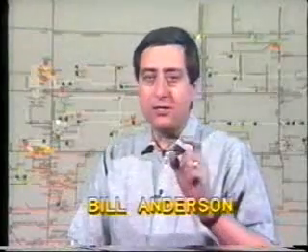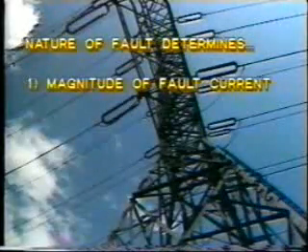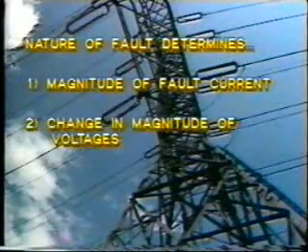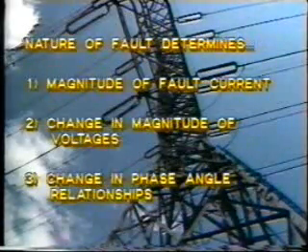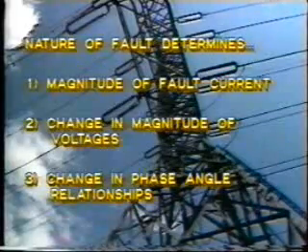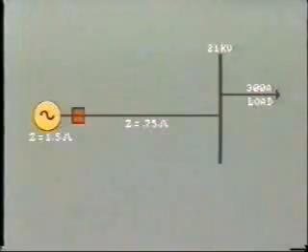The operation of protection schemes, and indeed the detection of fault conditions, depend very much upon the characteristics of the fault itself. Certainly, the nature of the fault is the principal factor in determining: 1. Magnitude of fault current, 2. Change in magnitude of voltages, and 3. Change in phase angle relationships. In this videotape, we should be looking at the different types of faults and their effects.